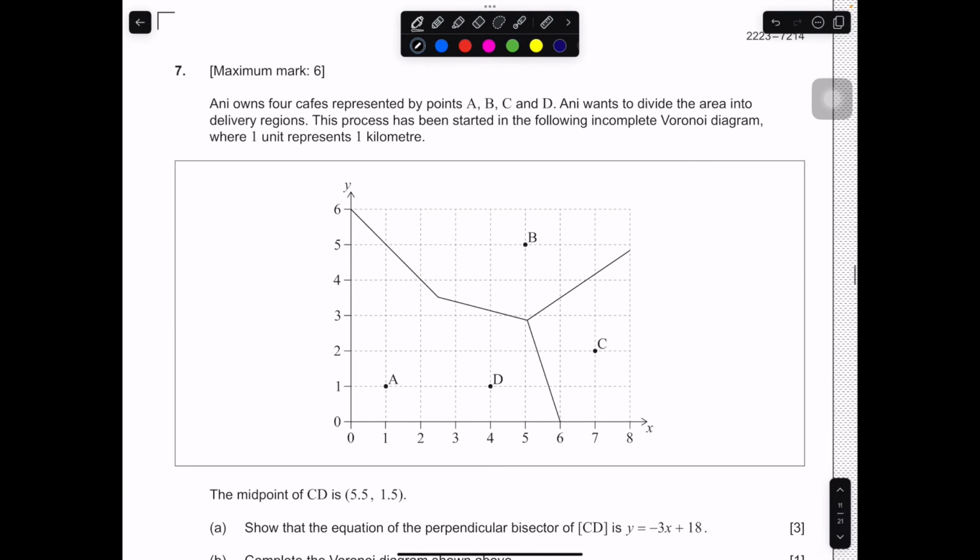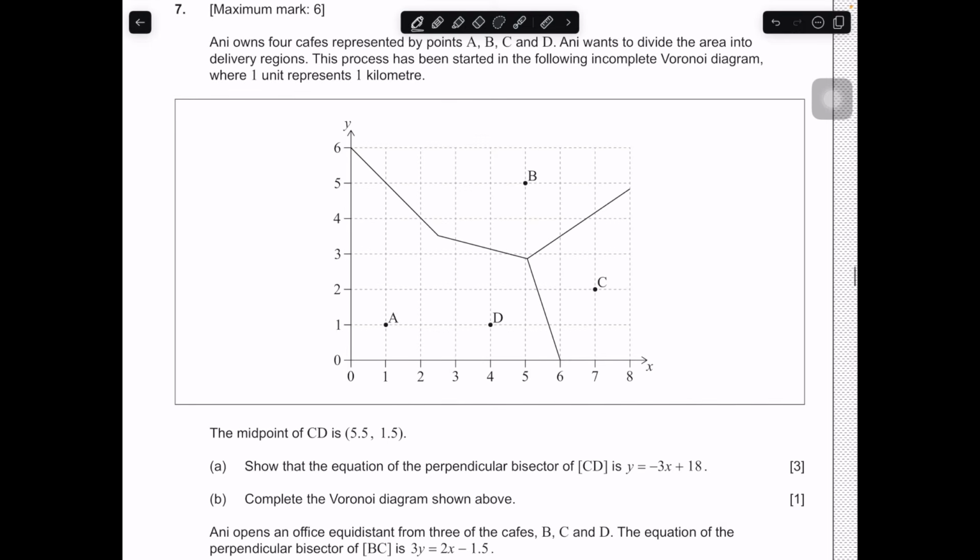Okay. Part 7. Annie owns 4 cafes represented by points A, B, C, and D. Annie wants to divide the area into delivery regions. This process has been started in the following incomplete Voronoi diagram, where 1 unit represents 1 kilometer. The midpoint of CD is 5.5, 1.5. So the midpoint of CD right here is 5.5, 1.5. Show that the equation of the perpendicular bisector of CD is y equals negative 3x plus 18.